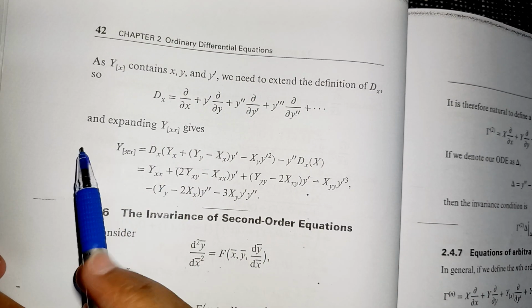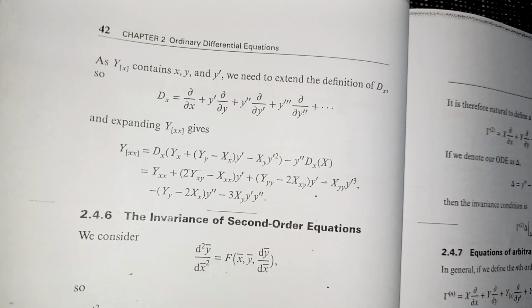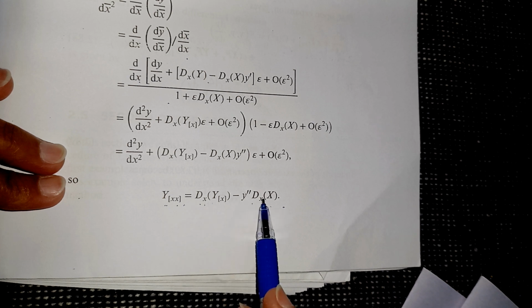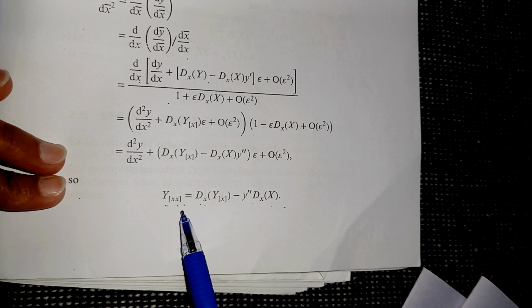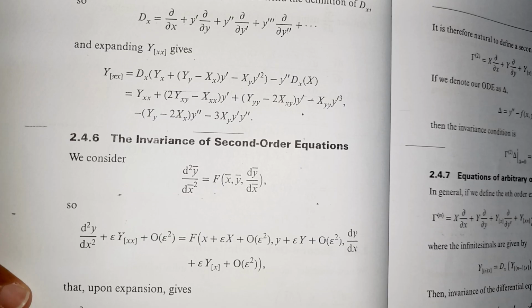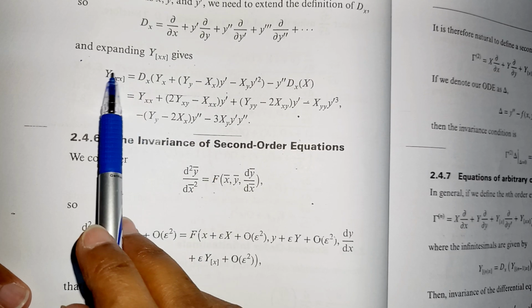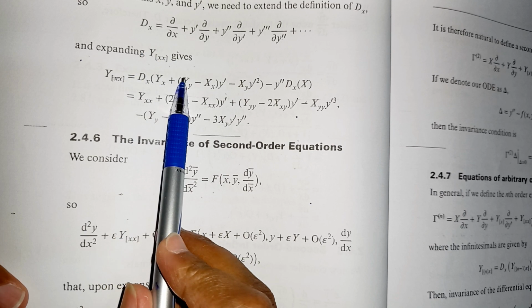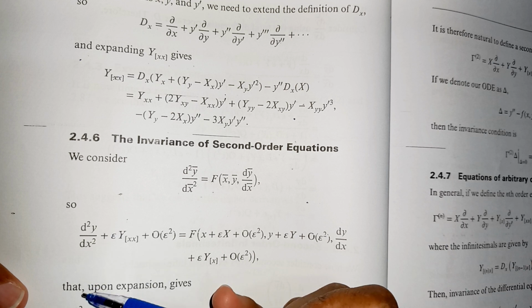Now students, expanding y_xx gives, as I have already defined, the value of y_xx is actually equal to this one, Dx of y_x minus y double prime Dx of x. So now I will apply here the total differential operator that is in extended form. Now if I expand it, I will get this term. Now in the coming lecture I will explain how to expand y_xx, but here our task is to define the invariance condition for the second order differential equation, so I will move toward that.